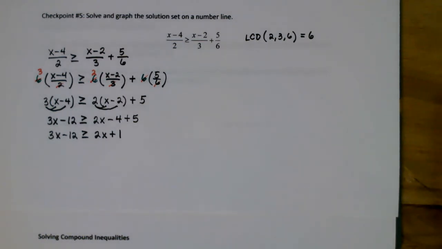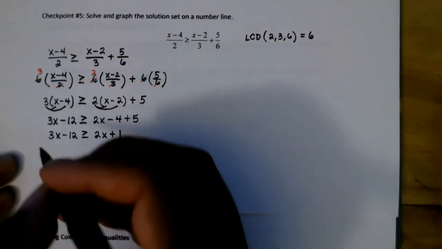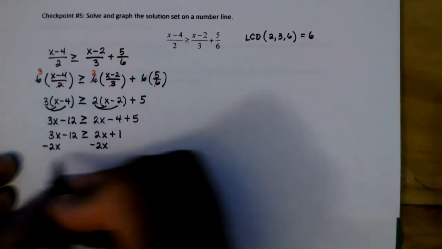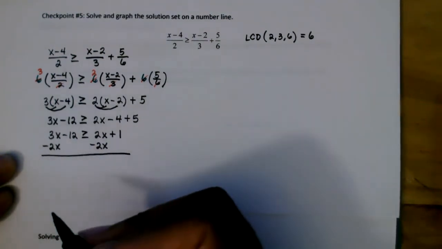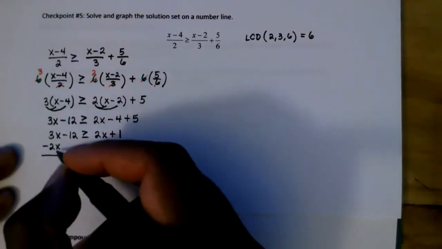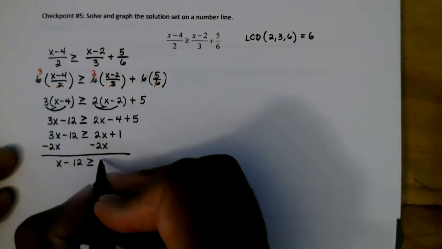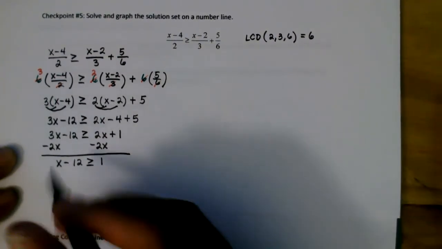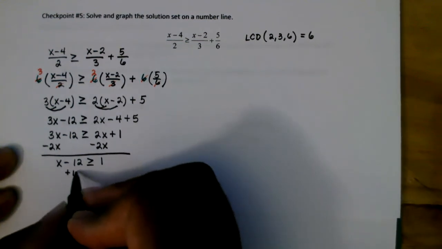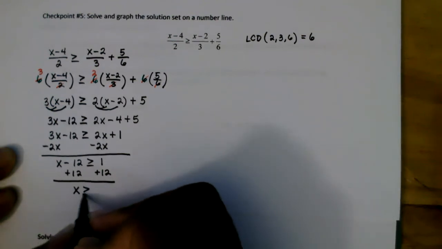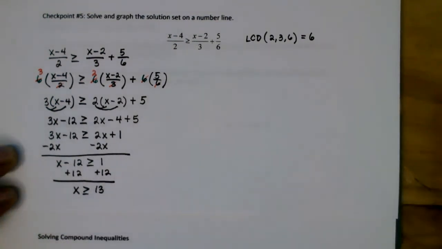And then next, I'm going to move the variable terms over to the left-hand side. So I'm going to move the 2x over to where the 3x is by subtracting 2x on both sides. Now 3x minus 2x will be x minus 12 is greater than or equal to 1. And then to solve for x or get x by itself, you'll add 12. That would mean x is greater than or equal to 13.